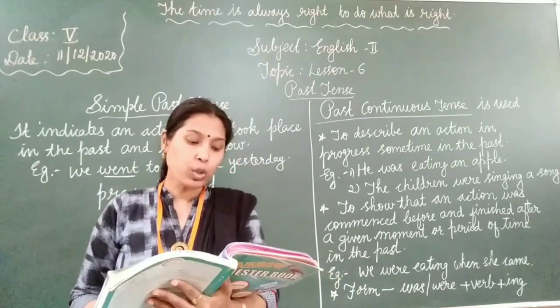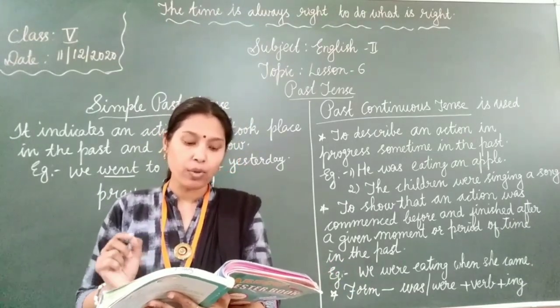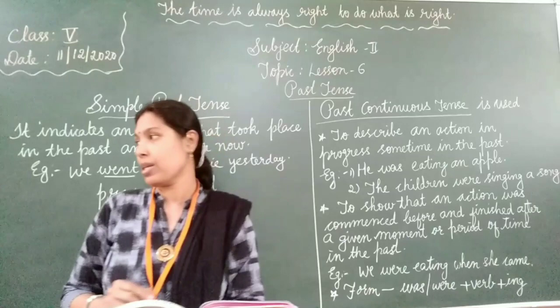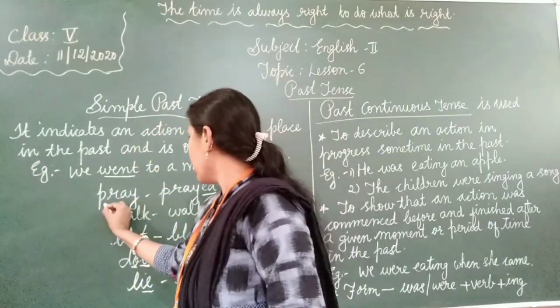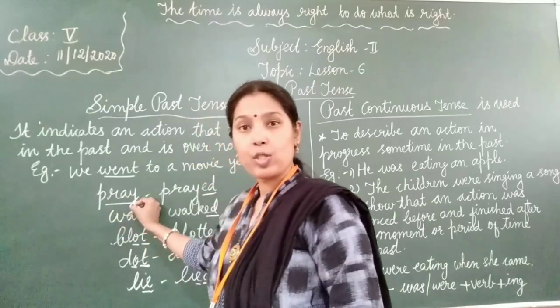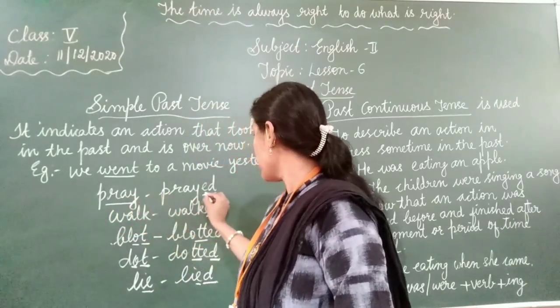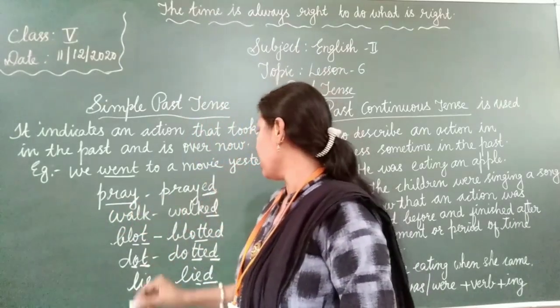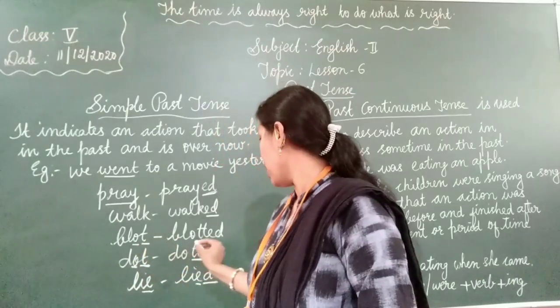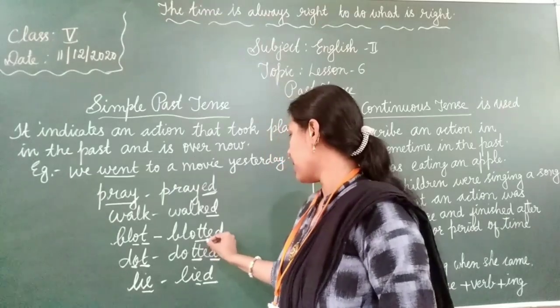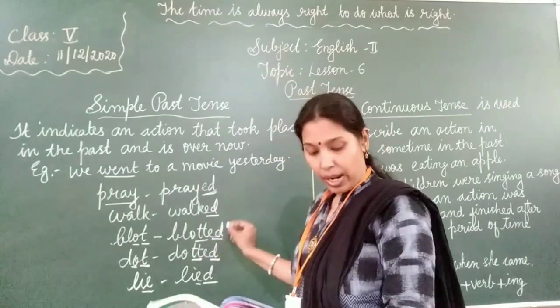Next, some verbs do not follow a set of rules to form the past tense. We are learning the rules, right? If a verb is in present tense, to make it simple past tense, you can just add ed. And if the verb ends in vowel plus consonant, what do we do? Then we have to double the last consonant and add ed, right?